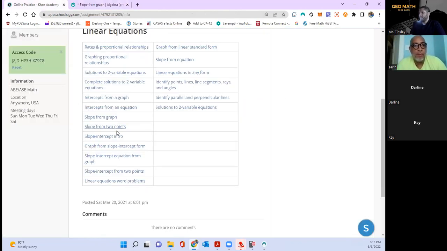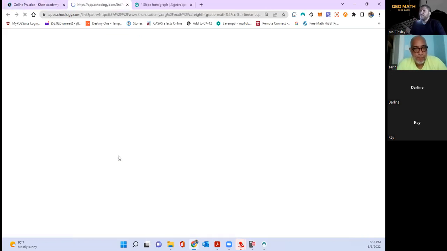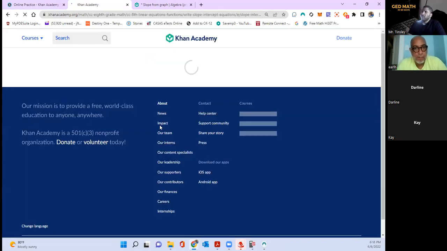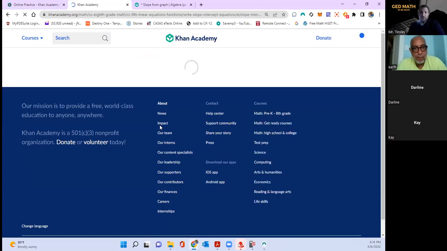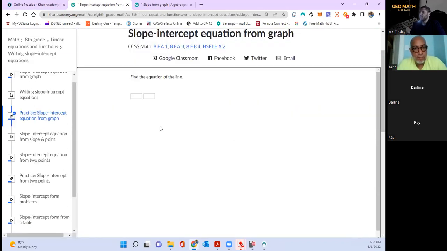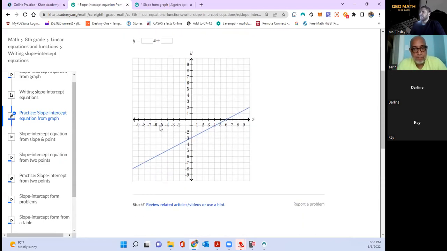Let's see if we can find it. I have so much stuff on this phone. Equation from a graph. Let's see if we have it. Graph from slope intercept, equation from graph. So watch this. Here we go. Slope intercept from graph. That redirect notice must be new. Just hit continue and it'll take you to the site. So let's look at an example. Wow, look at that. What is the equation of that line?